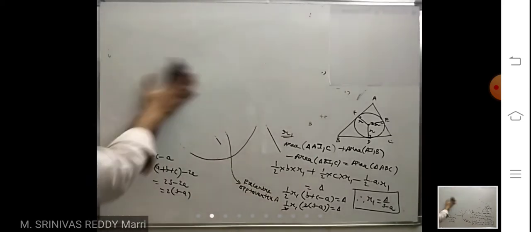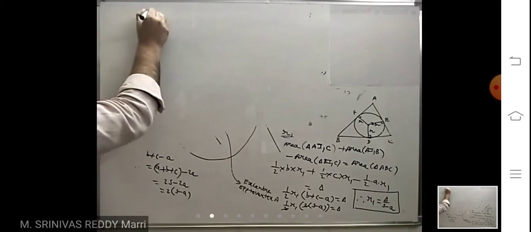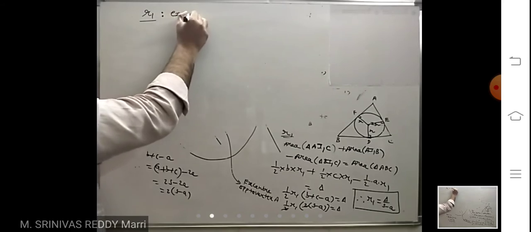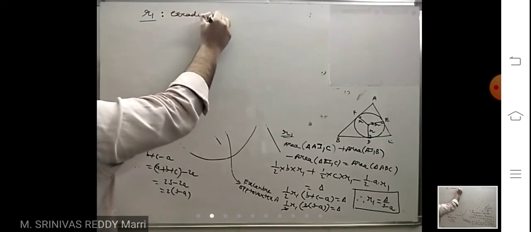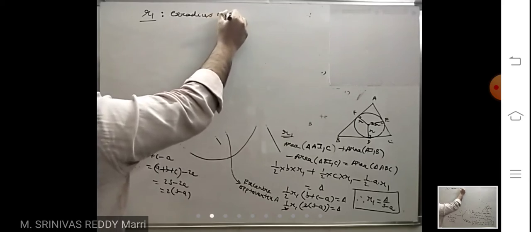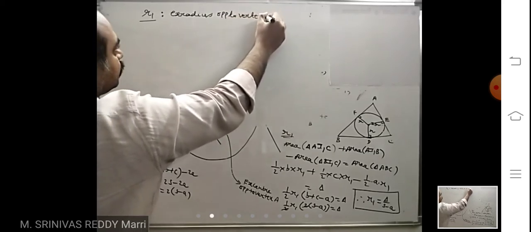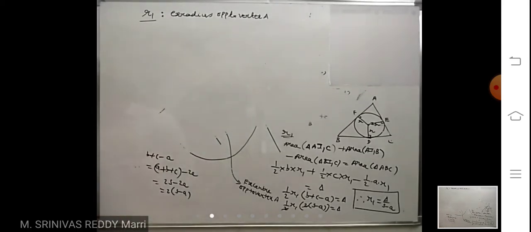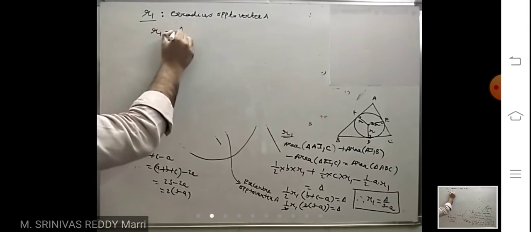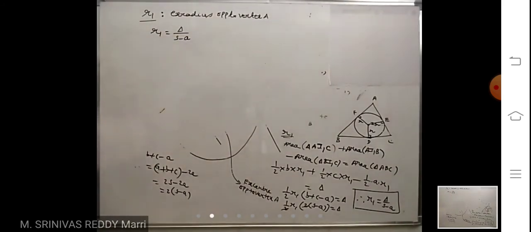Now, the formula for R1. This is nothing but the exradius opposite to vertex A. Now the formula for this is, look at R1 equal to, finally, the formula important for solving the problem. R1 is delta by S minus A.